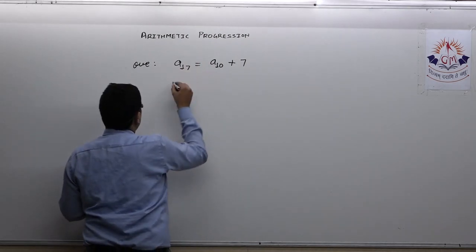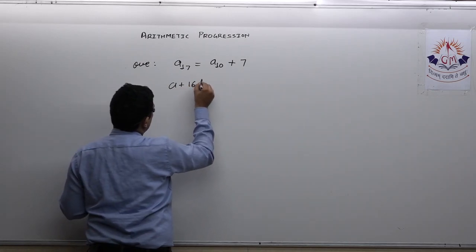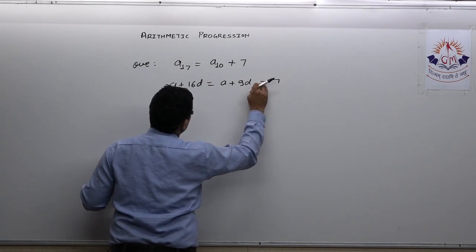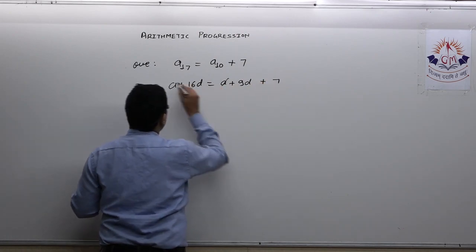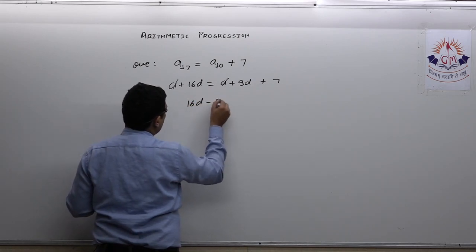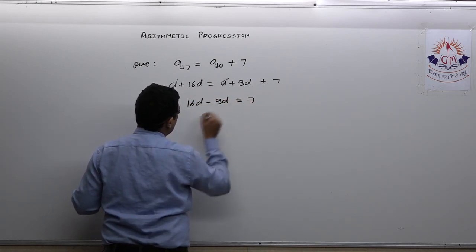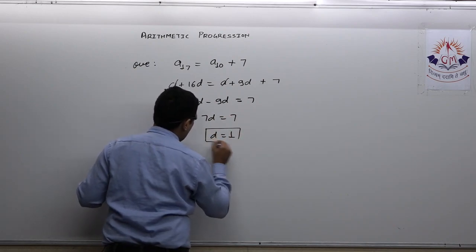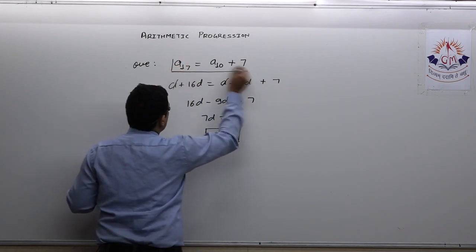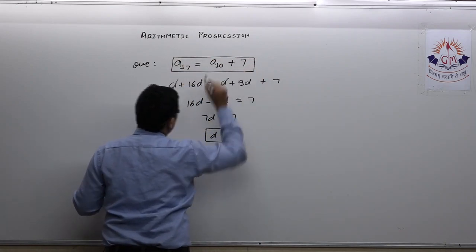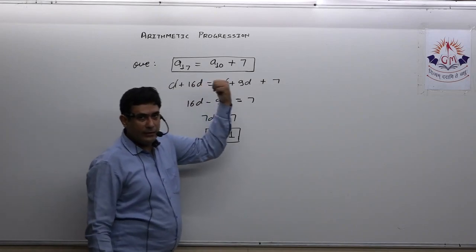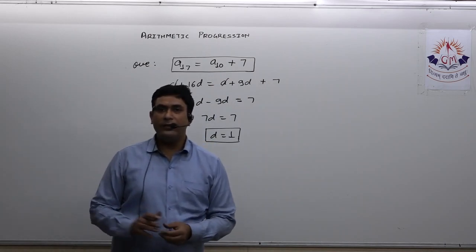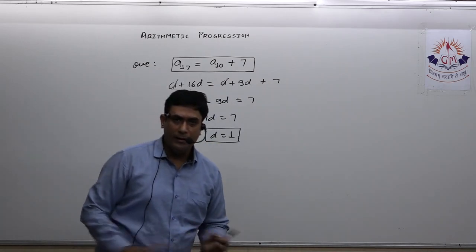So simply, a plus 16d is equal to a plus 9d plus 7. a and a cancel. 16d minus 9d is equal to 7. 7d is equal to 7, so d is equal to 1. The only thing in this question was to write this with the help of the given statement. The statement was, if the 17th term exceeds the 10th term by 7, that means the 17th term is 7 more than its 10th term.